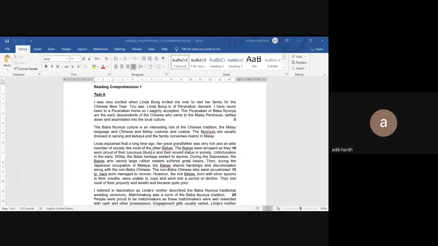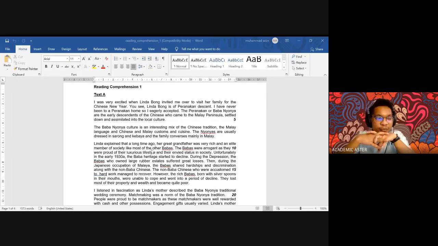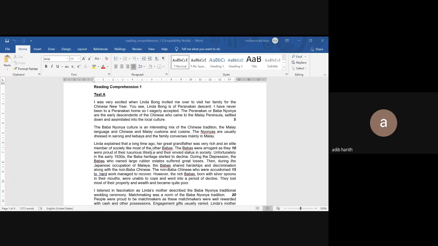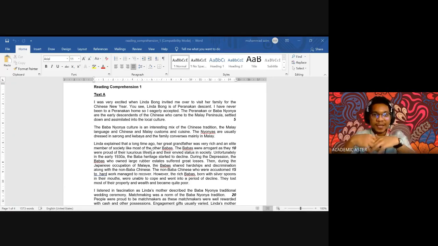The Baba Nyonya culture is an interesting mix of the Chinese tradition, the Malay language and Chinese and Malay cuisine. The Nyonyas are usually dressed in sarong and kebaya and the family converses mainly in Malay. Converses mainly in Malay. What is cuisine? I don't know. Cuisine is masakan, right? Masakan. Alright. Converse is bercakap. So the people in the family speak in Malay. Alright, very good. Thank you. Yours is very short, this paragraph. So lucky you. Very short this time.